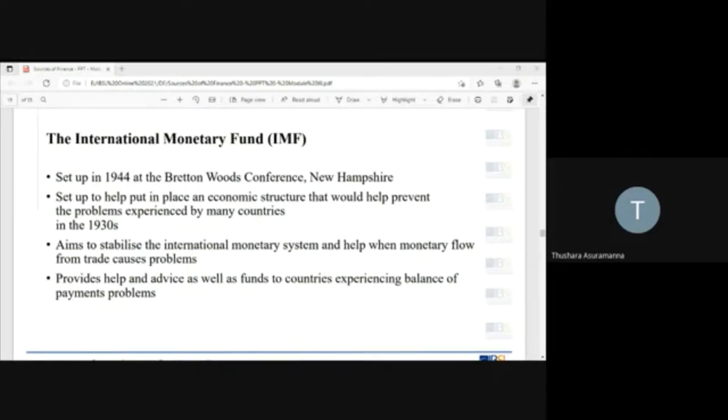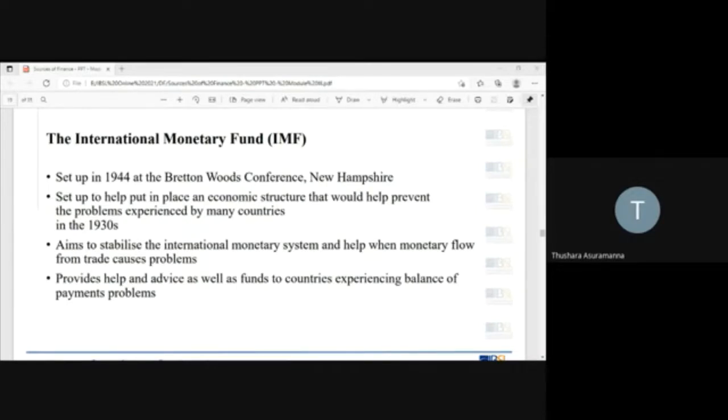So that's basically what it says. It supports stabilizing the international system, monetary flow and trade cost problems, and it provides advice on balance of payment issues, both advice and financial support. The financial support is basically funds that can be granted to support the balance of payment issue and maintain the reserves, not for any other purposes.